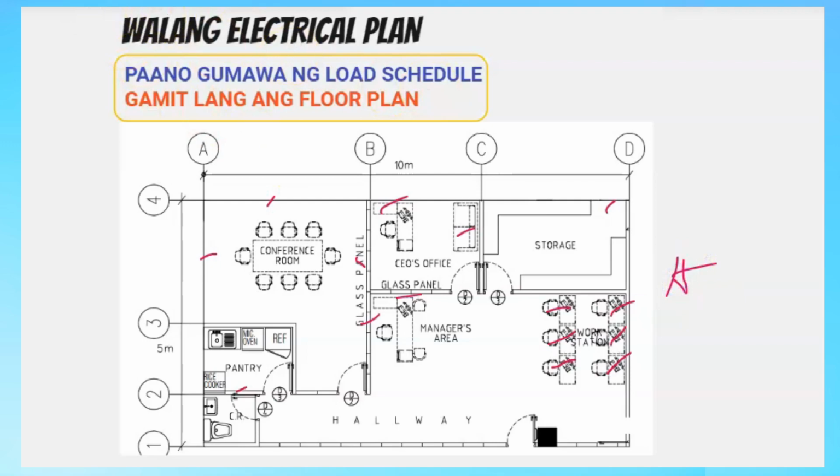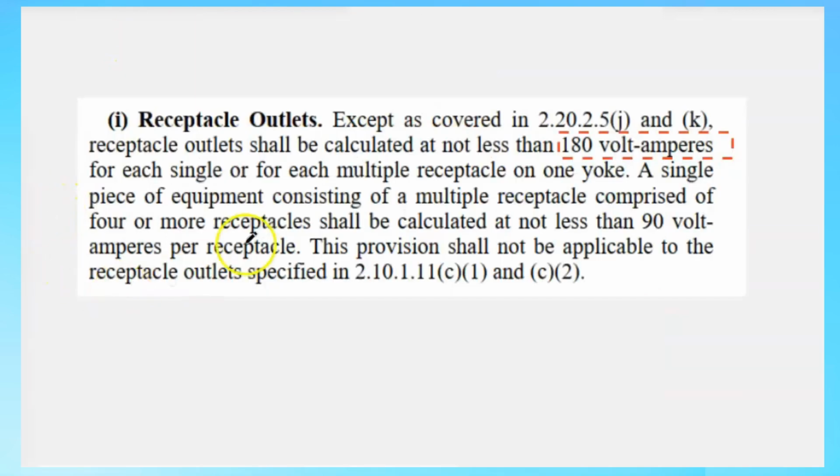And then, if we look at the PEC again, for receptacle outlets, the load shall be calculated at not less than 180 volt-amperes for each single or each multiple receptacle on one yoke. So for the 15 outlets to be installed, we can determine the total VA from this value, 180 volt-amperes. Okay, so let's calculate that.